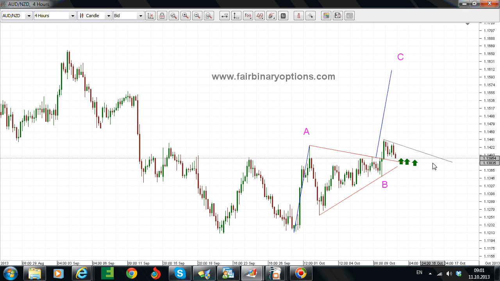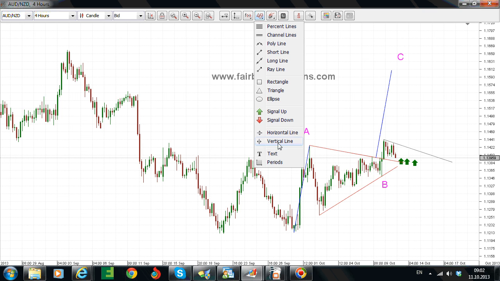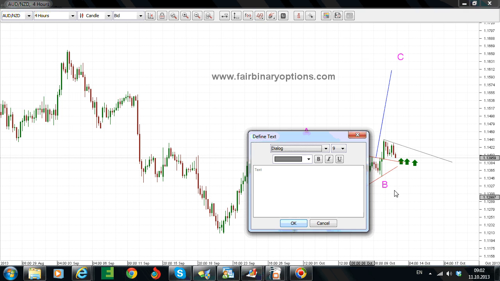Such a contracting triangle that acts here as a continuation pattern normally has the measure move as being equal with the length of its longest wave. The longest wave seems to be this one here. So if you take a measure move and put it here, then the logical thing to do is to just look for the long side, and in this case the long side means buying calls. So let's write here that we are buying calls based on this outcome.